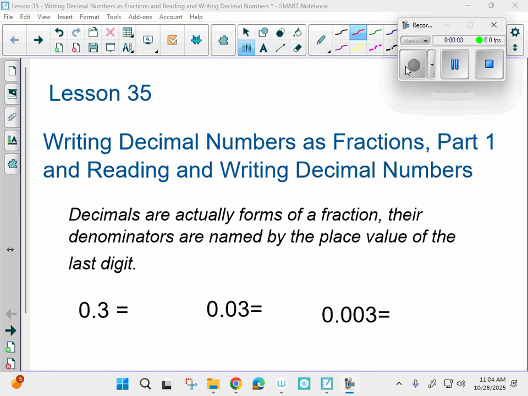Lesson 35. Writing decimal numbers as fractions, part 1, and then reading and writing decimal numbers. Decimals are actually forms of fractions. Their denominators are named by the place value of the last digit. We are going to change each of these to a fraction.